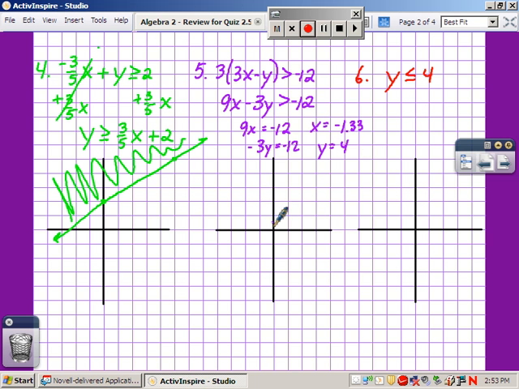So on the y-axis, I need a point where y is 4. And on the x-axis, I need a point where negative 1.33 is. Well, here's negative 1.5. Negative 1.33 must be right in here. Regular inequality, so I need a dashed line. And it's greater than, so I'm going to shade open.